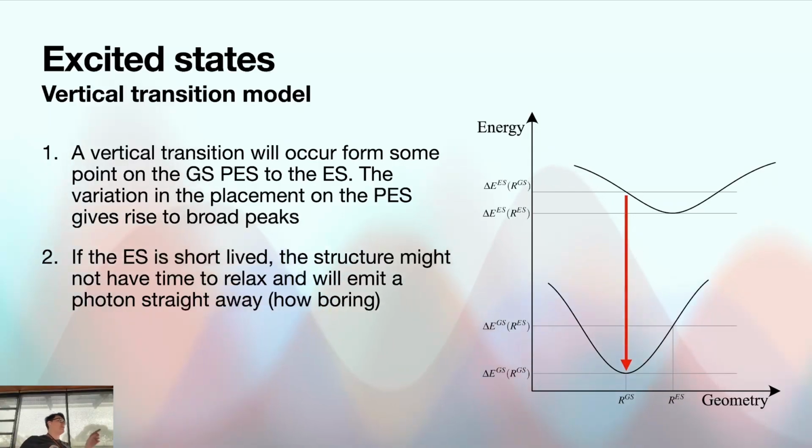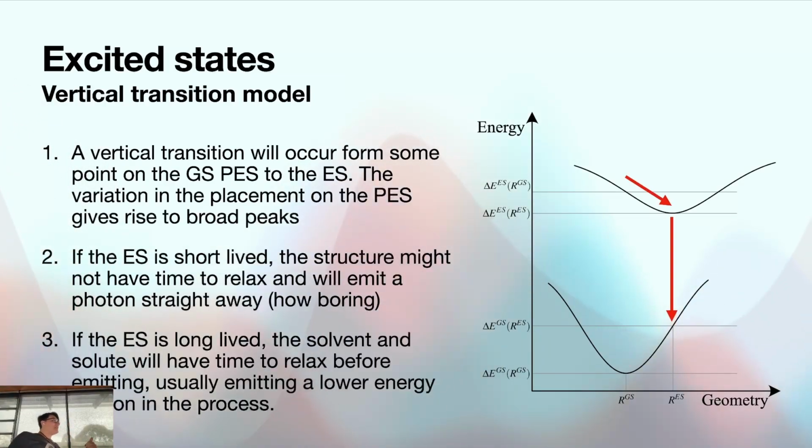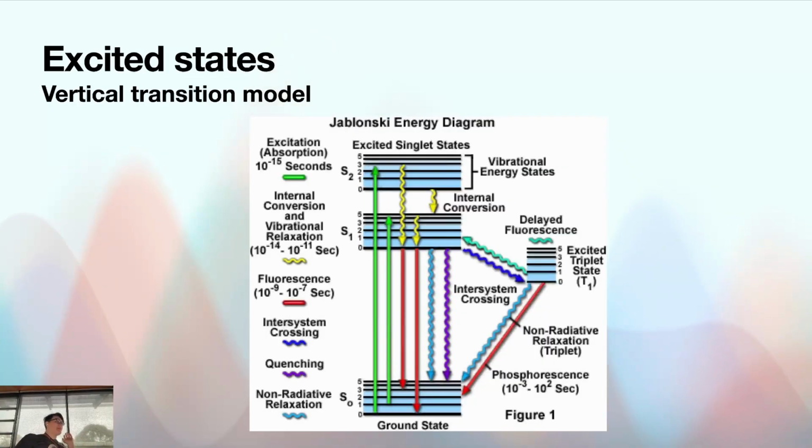If the excited state is short-lived, the structure might not have time to relax and will emit a photon straight away. How boring. If the excited state is long-lived, the solvent and the solute will have time to relax before emitting, usually emitting a lower energy photon in the process. The difference between the absorbance and emission is the Stokes shift. And just to remind you, it's not as simple as this, but this is an approximation that we can use to try and understand it.